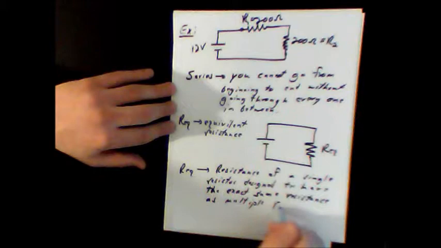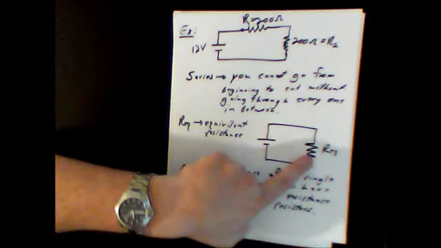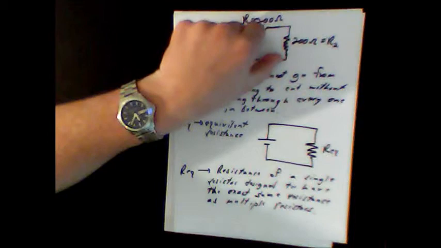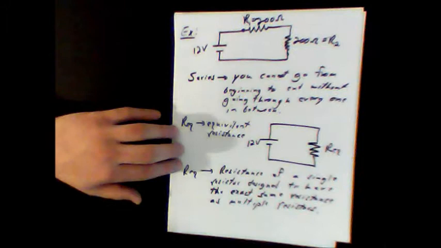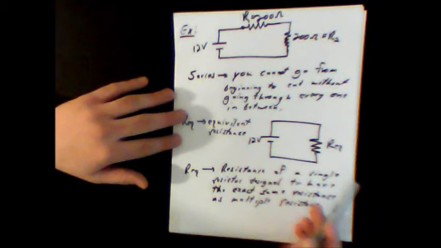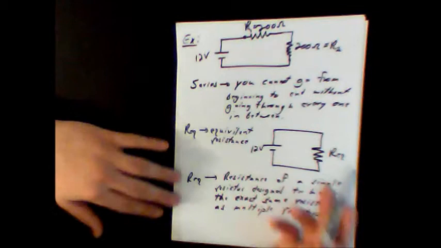In other words, if I'm going to replace these two resistors with one big resistor, we call that resistor equivalent, Req. If I'm going to replace those two little resistors with one big resistor, what should that resistor be? Remember, that's still 12 volts. So think about it for a second. What do you think that resistance should be? Okay, well, your brain says, this is 200, that's 200, I have two 200s, so my guess is that it's 400 ohms. And if that's the case, you would be right.